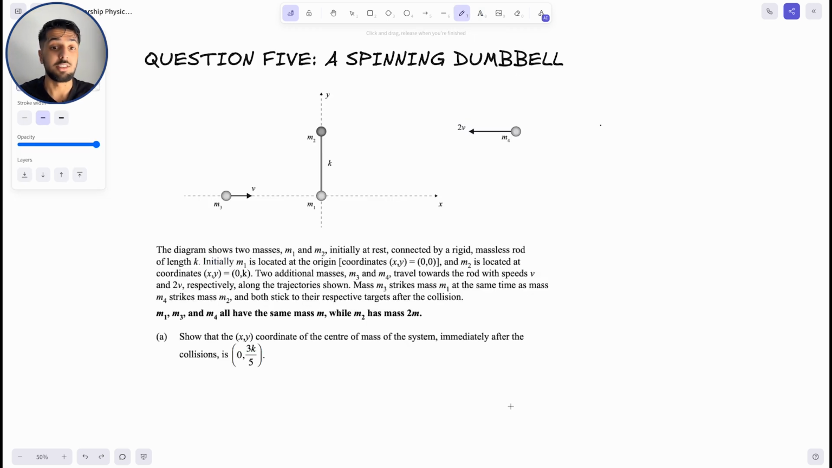Okay, question 5. The diagram shows two masses, M1 and M2, initially at rest, connected by a rigid massless rod of length k. Initially, M1 is located at the origin, and M2 is located at coordinates (0, k). Two additional masses, M3 and M4, travel towards the rod at speed v and 2v respectively. Mass M3 strikes M1 at the same time as mass M4 strikes M2, and they both stick to their targets after the collision. M1, M3, and M4 all have the same mass m, while M2 has a mass of 2m. Show that the coordinates of the center of mass of the system immediately after the collision is that right there.